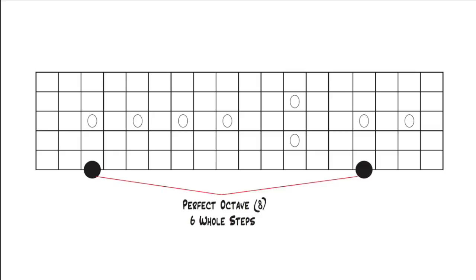So again, an octave is 6 whole steps apart, which is 12 half steps or 12 frets apart. You should know that really well by now. It's called a perfect octave or an 8, but we can just call it an octave. And it's when you start on any one note, go up 6 whole steps, you end up on the exact same note, and it's an octave higher in pitch. Has the same note name, but they're different pitches.